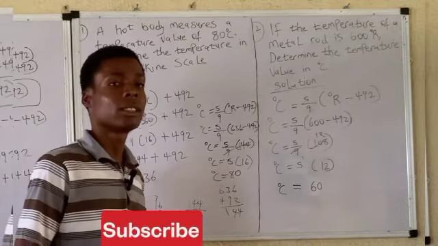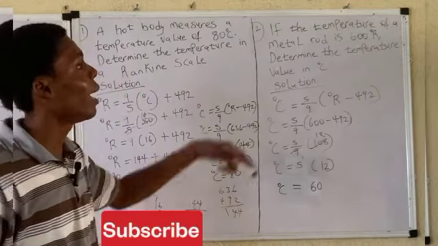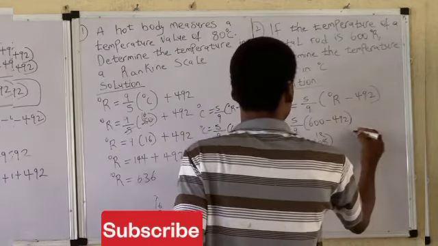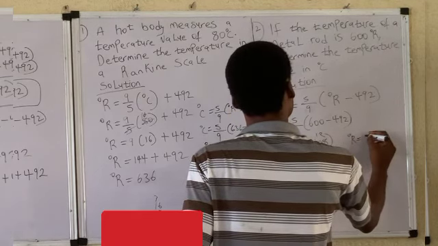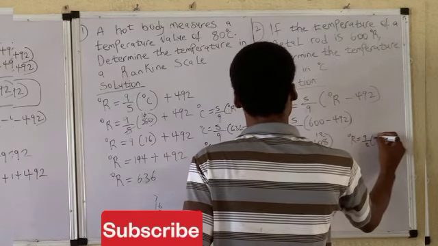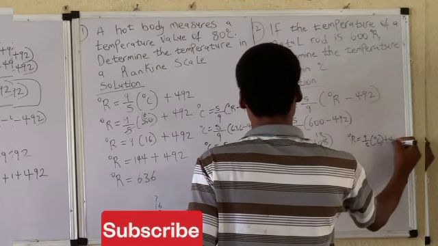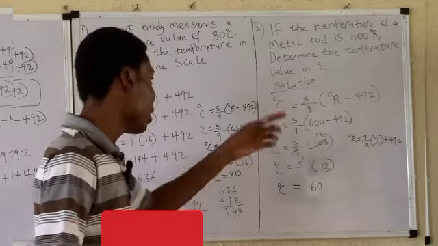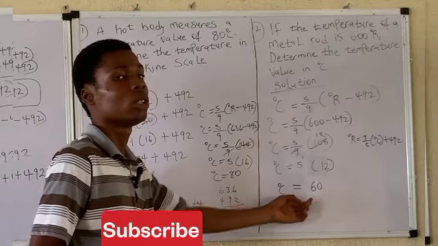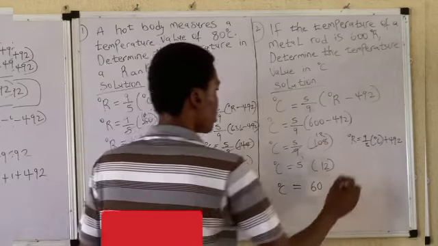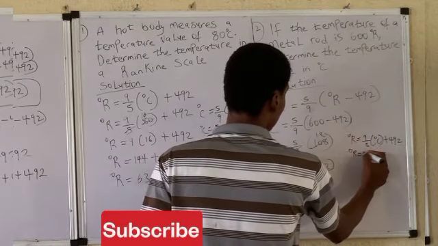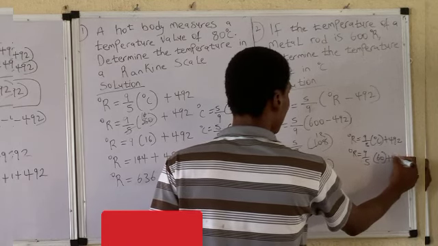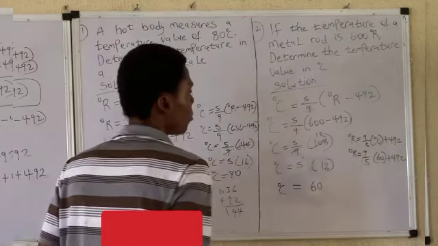Now we can also convert. Let's convert our degree Celsius back to Rankine using the same formula for Rankine. So Rankine, we have 9/5 degrees Celsius plus 492. Now, what is our degree Celsius? Our degree Celsius is equal to 60. So we say Rankine equal to 9/5 in bracket 60 plus 492.